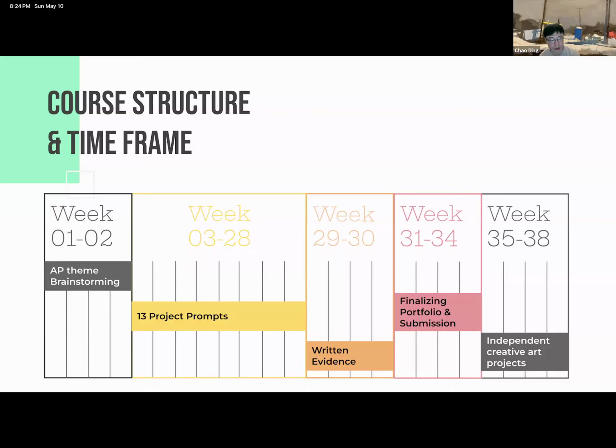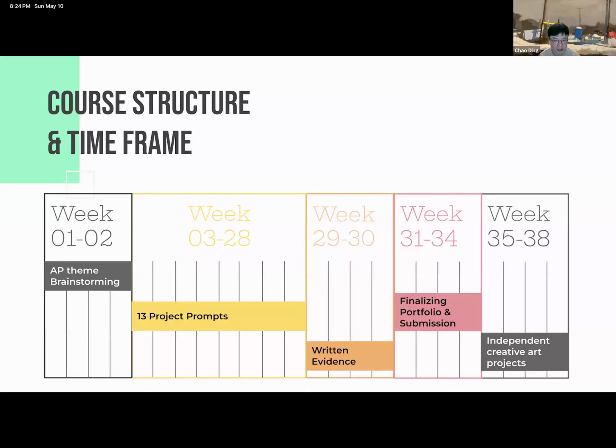So during weeks 31 to 34, we focus on finalizing the portfolio, refining the artwork, photographing pieces professionally, and preparing for submission. This is kind of like a wrapping up section in the end. And also after the AP submission period, there's still going to be three more weeks to go. After the submission, the student will continue working on the independent creative project competition or advanced portfolio development.